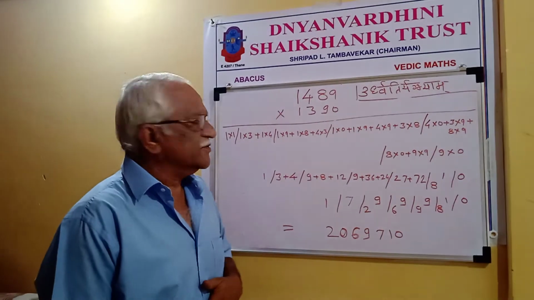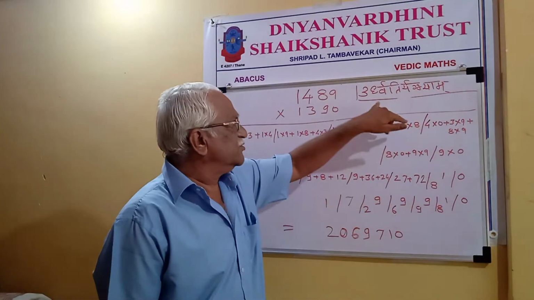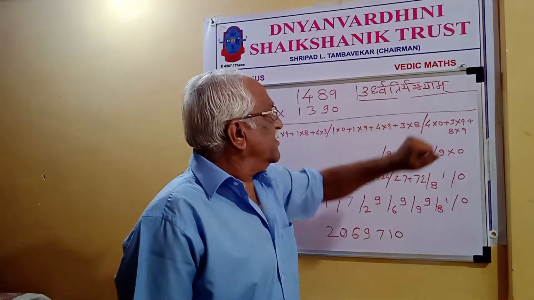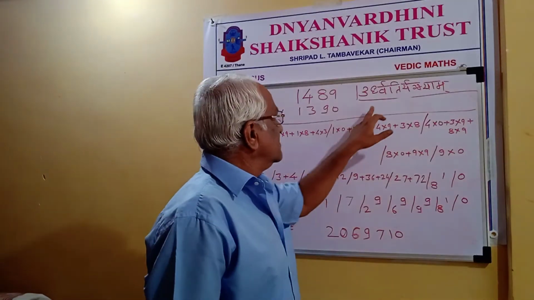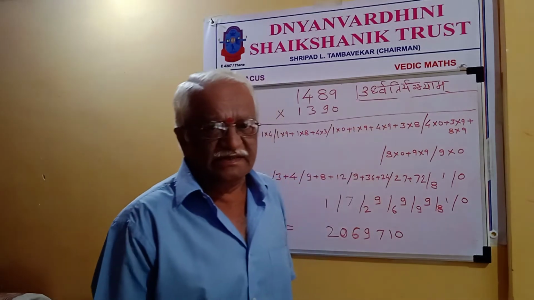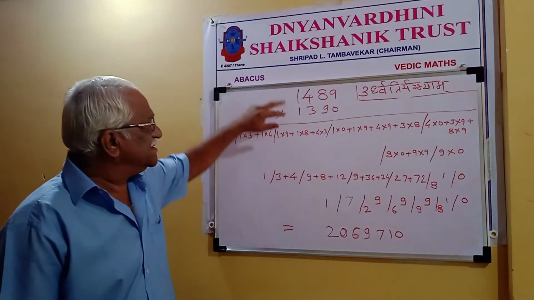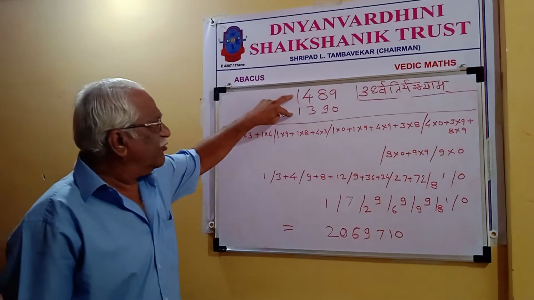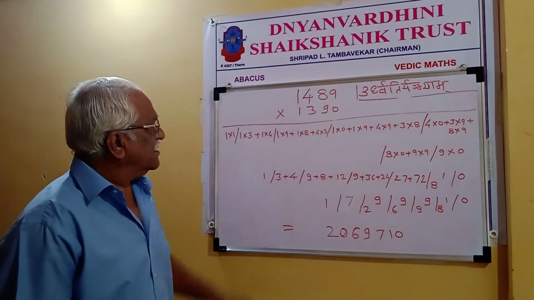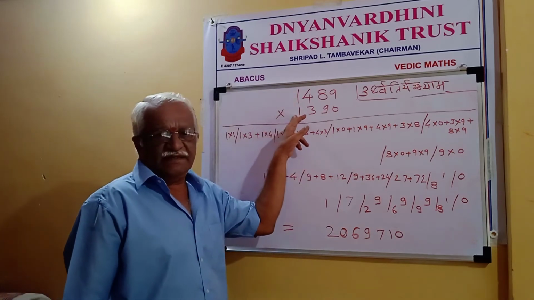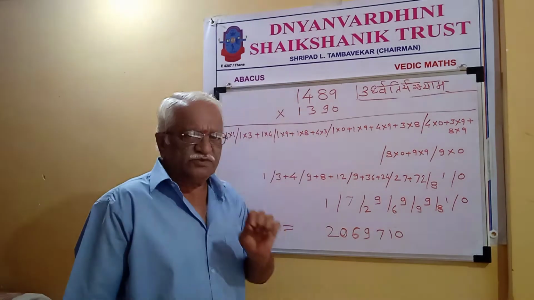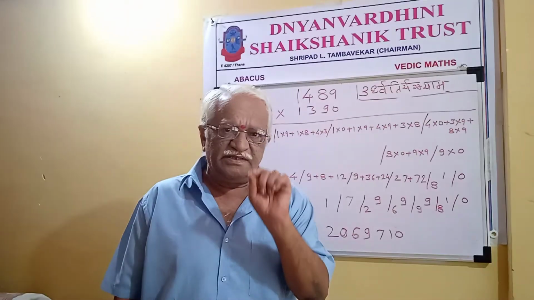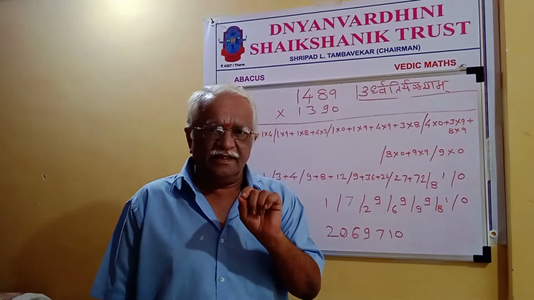Now we will continue with the last method, that is Urdhva Tiryaka Vyam method. Here we have seen in this method the multiplication of 2 by 2 digits, 3 by 3 digits. Now we will see 4 by 4 digits, multiplication of 4 by 4 digits. Just write down like this. Now slowly, steadily concentrate on each and everything what I am going to say.